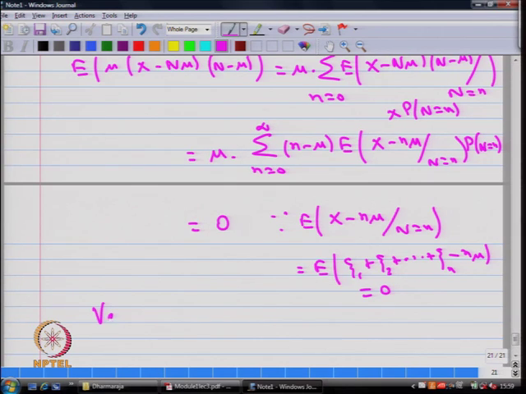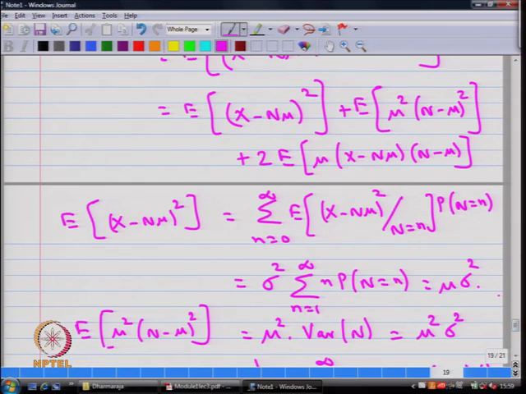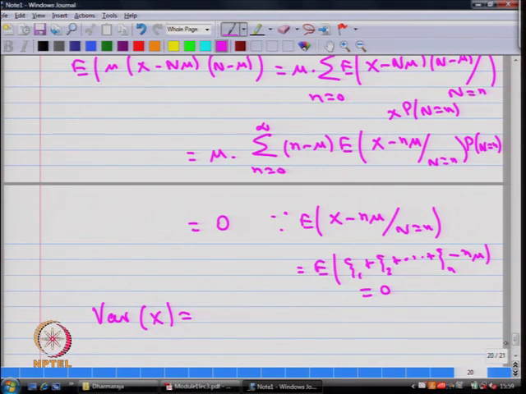Hence, the variance of x, substitute all these 3 expectation results in the above expression. Therefore, you will get variance of x is going to be mu times sigma square plus mu square sigma square, and third term is going to be 0. Therefore, you will get sigma square mu multiplied by 1 plus mu.